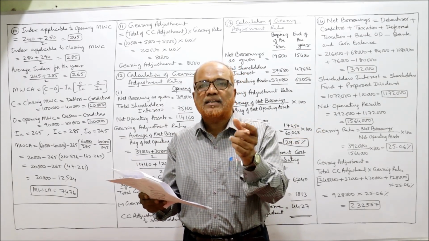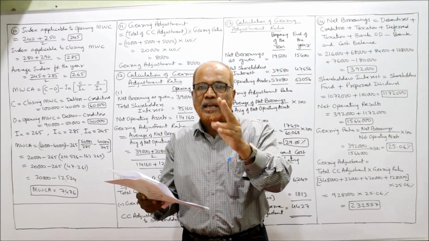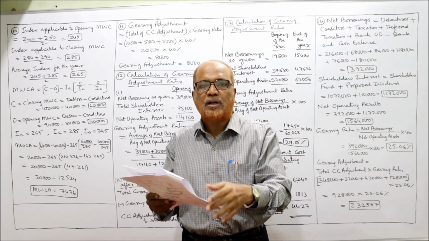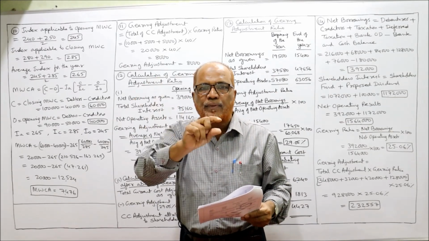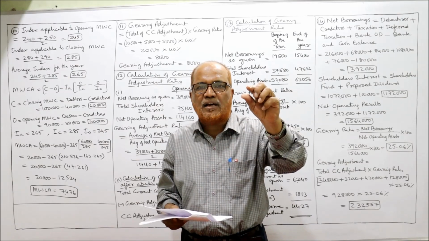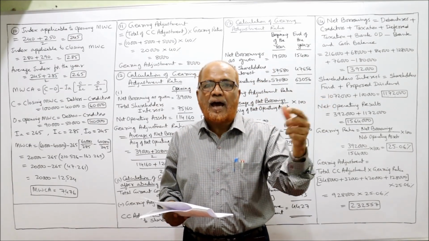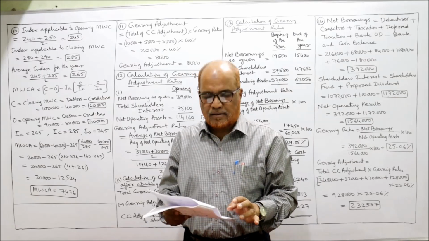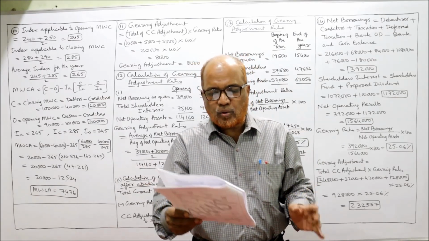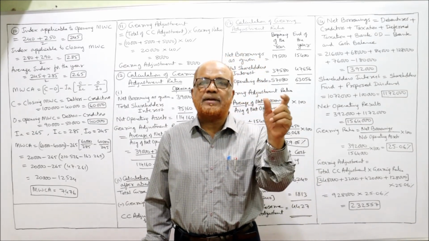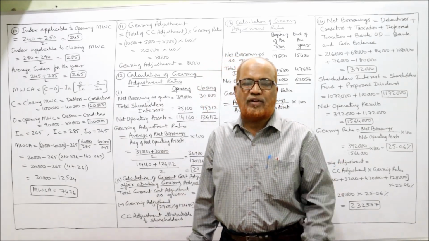So first of all, we will take the average of the 2 months. November, December, 2 index numbers are given for November and December. So we take the average of last year and the average of current year. Whatever is the average of last year, that is applicable to opening, and the average of current year will be applicable to closing, right? That's all. You are required to calculate MWCA, monetary working capital adjustment. That's what we are finding.